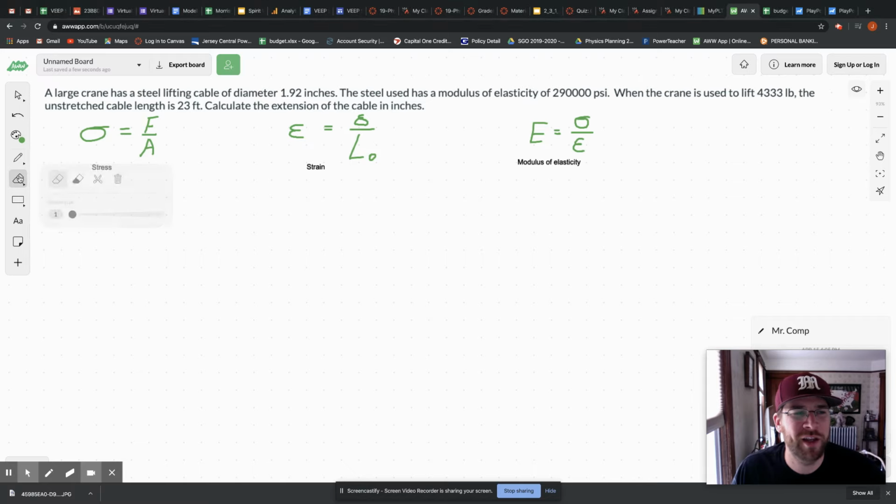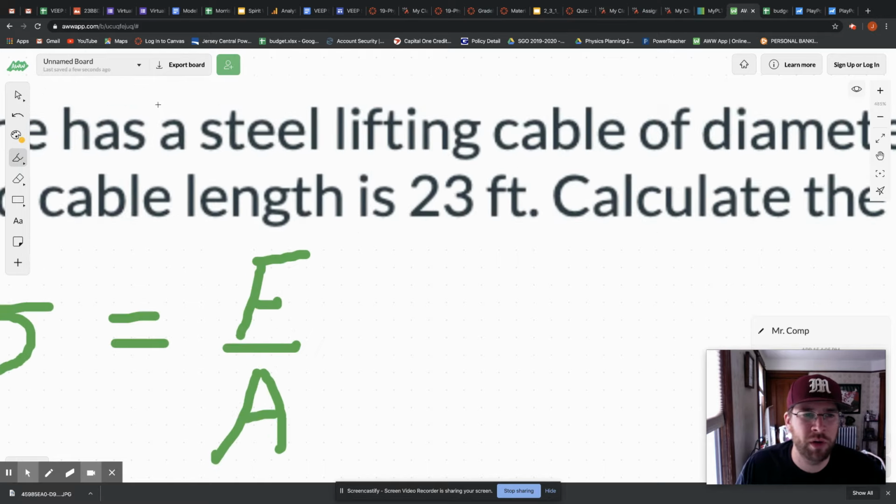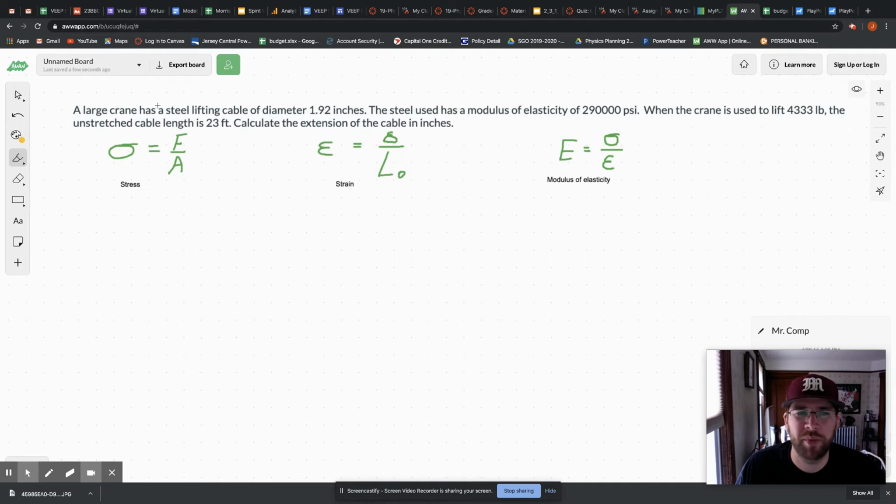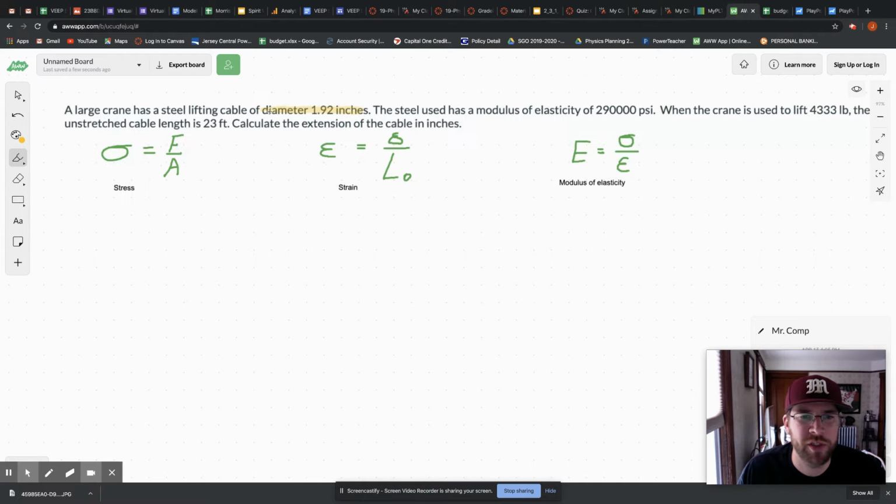Hey gang, we're gonna look at solving the last problem from quiz number 2. So I have it projected here, and first we want to pull out all of the important information from this problem. You have a large crane that has a steel lifting cable that has a diameter of 1.92 inches.